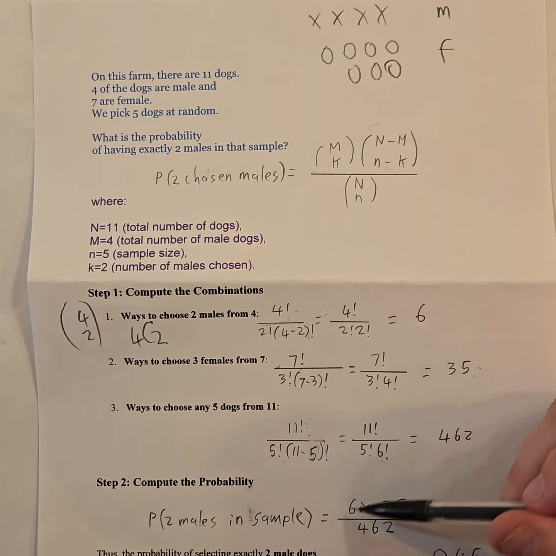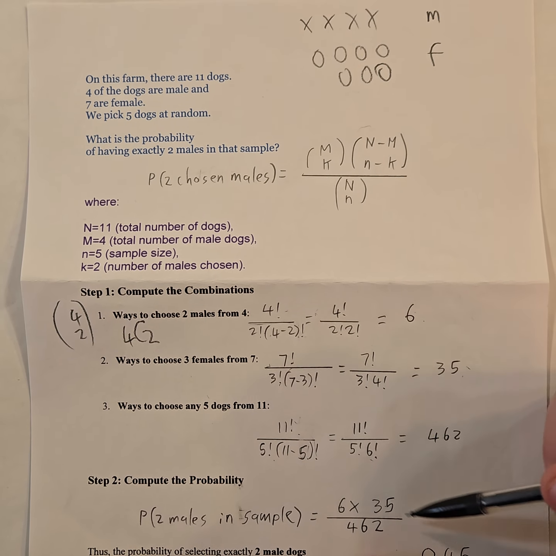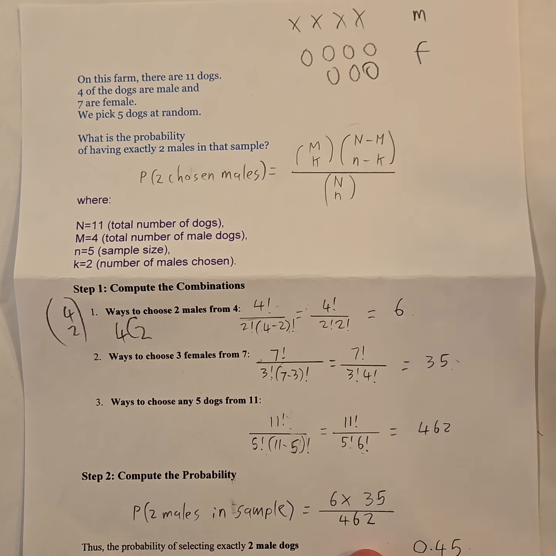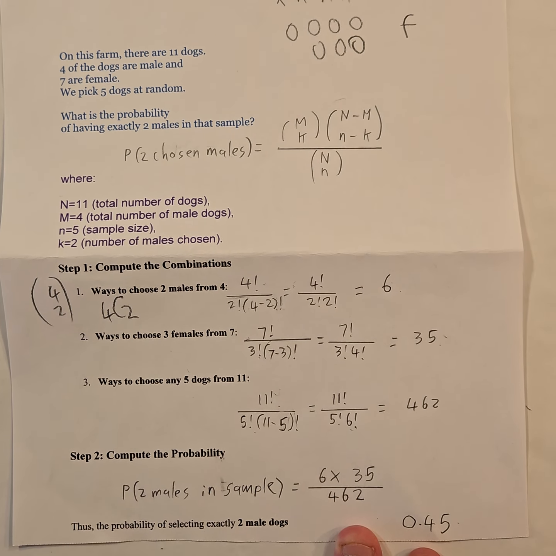And this is the fraction we have. And that simplifies, to 2 decimal places, to 0.45. And that's the probability, or it's a 45% chance.